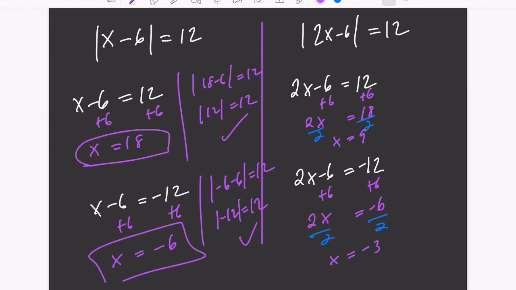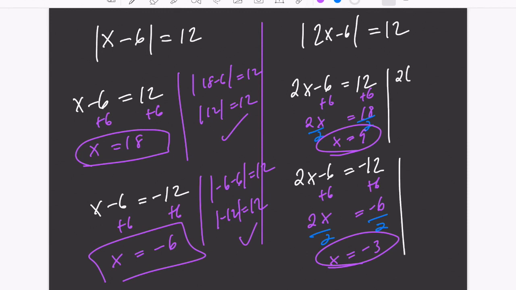So again, what we're saying is the answers are 9 and negative 3. Let's plug them both in, make sure that they both work. So over here, I'm going to say 2 times 9 minus 6, remember we're taking the absolute value of all of that, equals 12. Well, 2 times 9 is 18, so we have 18 minus 6. 18 minus 6 is 12, so the absolute value of 12 equals 12. Yeah, that's true, so that works. So 9 is an answer.